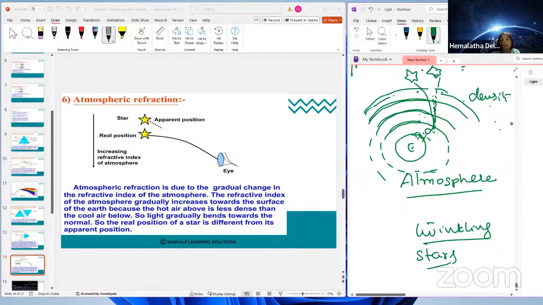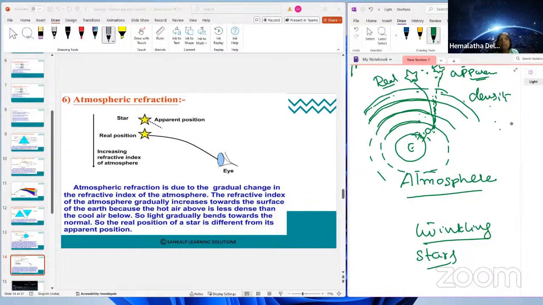This is slightly up when compared to the real position. This is the real position, but the person is watching the star slightly up, and this is known as the apparent position. The apparent position happens because of the bending of the light ray from the star at the different levels of the atmosphere. This is not the real position. It appears up at a slightly higher position than the real position. Understood? This is atmospheric refraction.